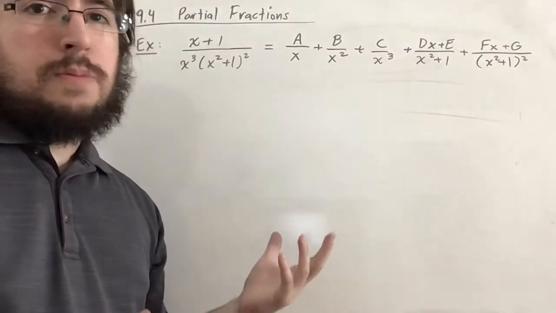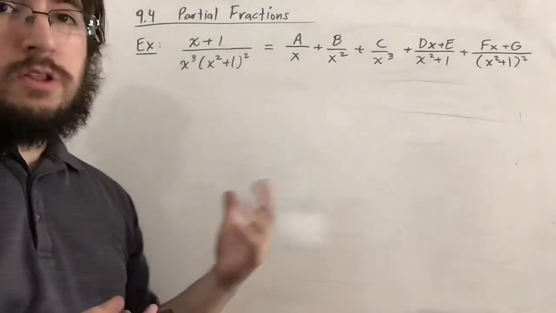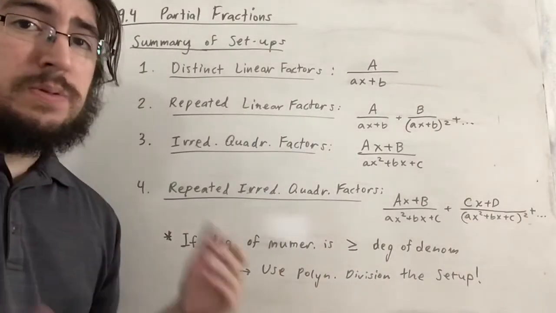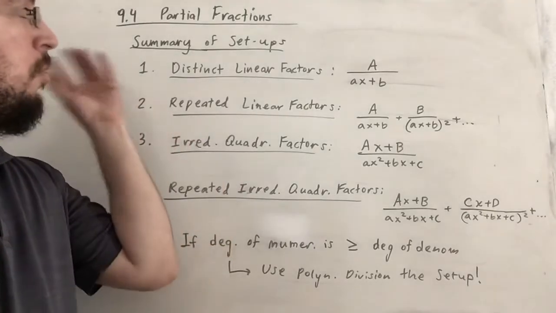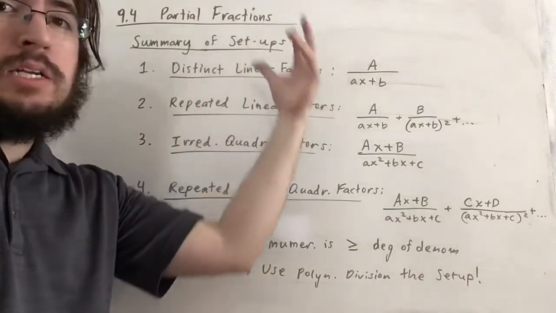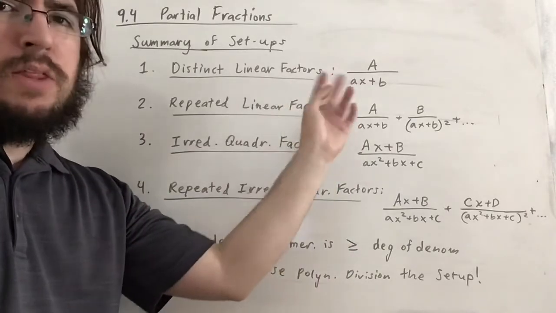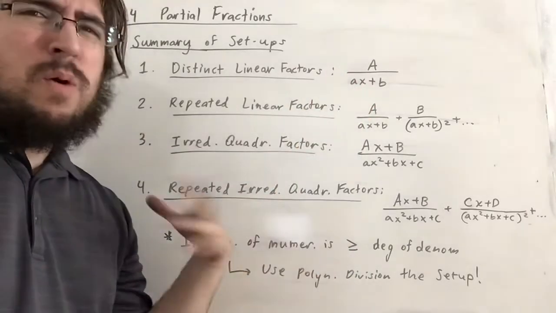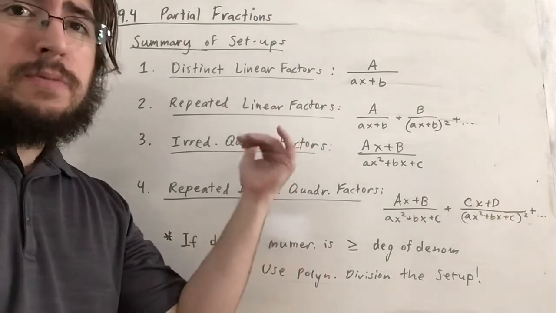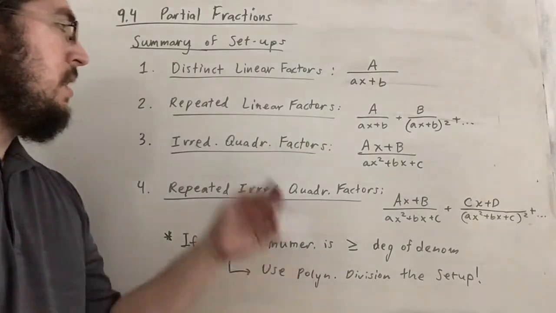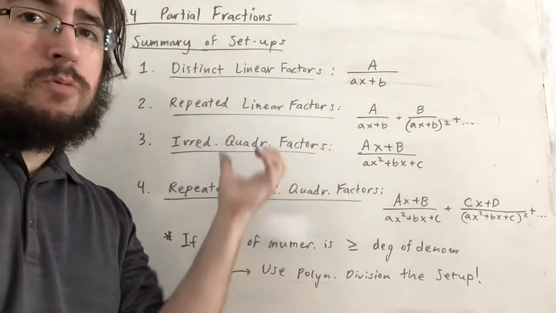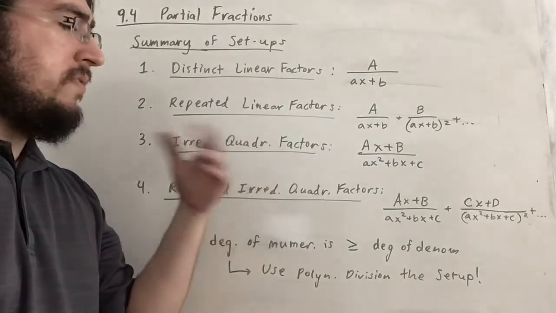And now I want to summarize what we've learned so far in 9.4. Finally, here is a summary of all of the setups we've seen so far, and there are 4 of them. One, where we have distinct linear factors, where each term would be a constant over each factor. Linear, by the way, is of the form ax plus b. We really saw things like x plus 1, x minus 3, but it could technically be like 2x plus 1, for instance. Two, repeated linear factors, where the linear factor would repeat a few times in the factorization of the denominator.